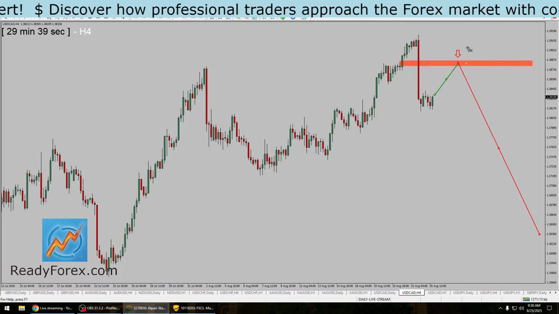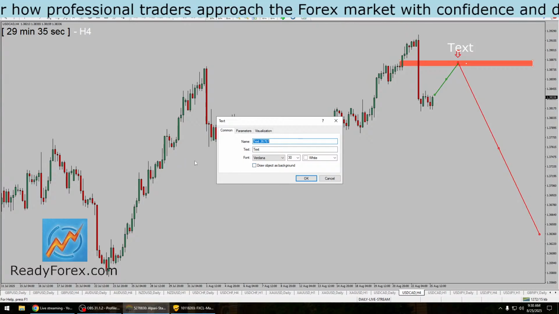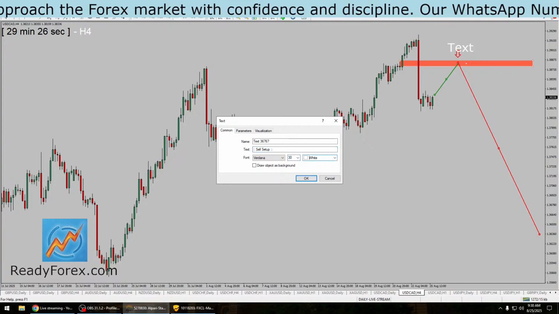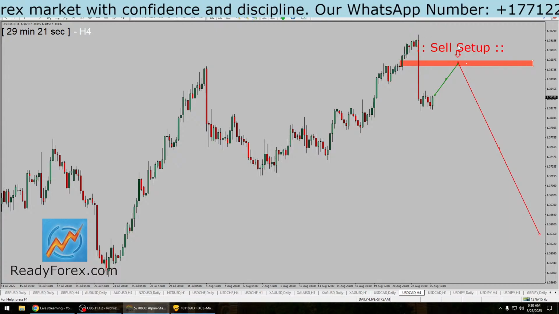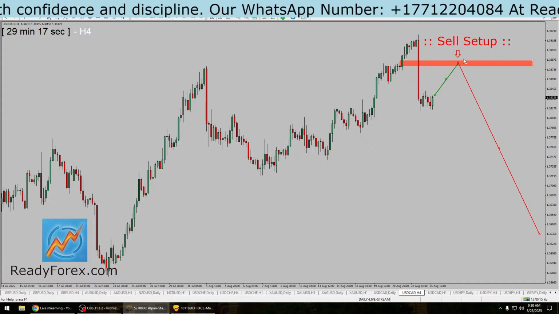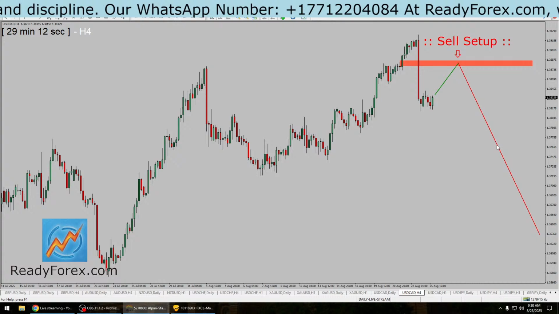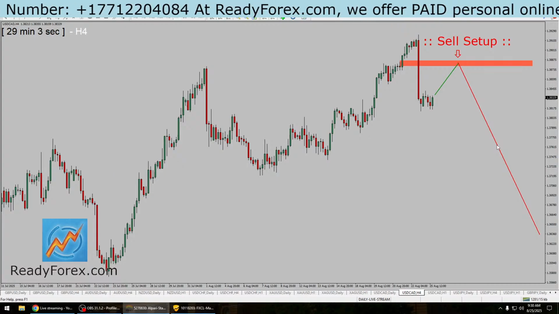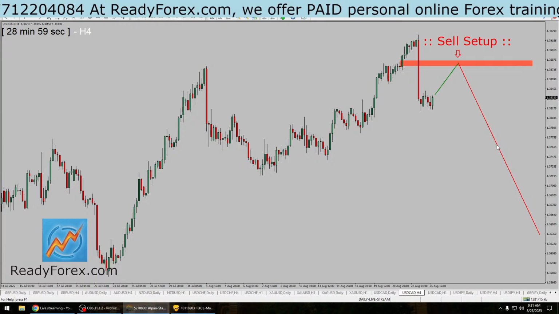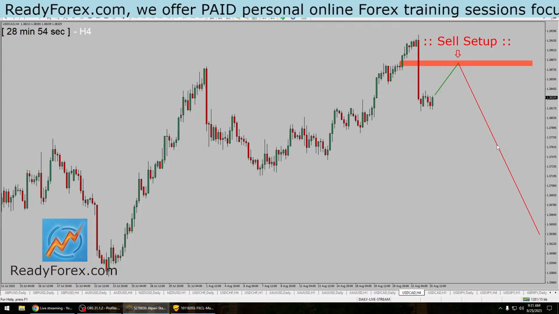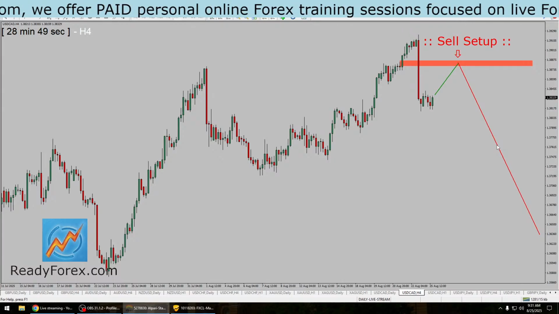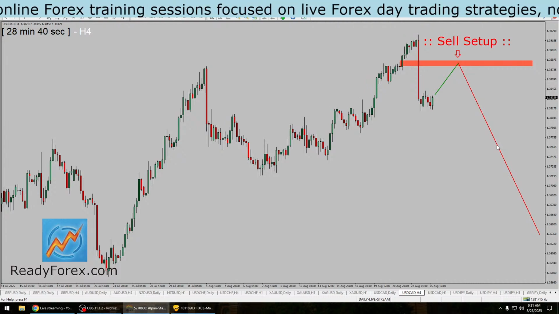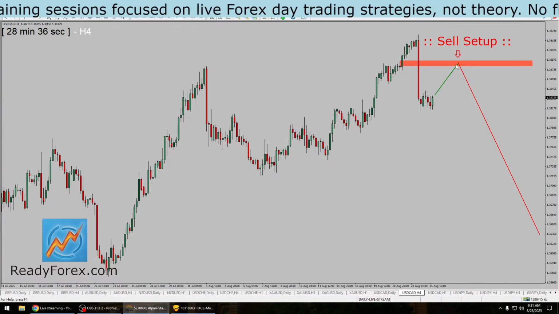Let's see, we can write it down, the sell setup. So this is the potential sell setup over here. Okay, so this is a potential sell setup in USDCAD.